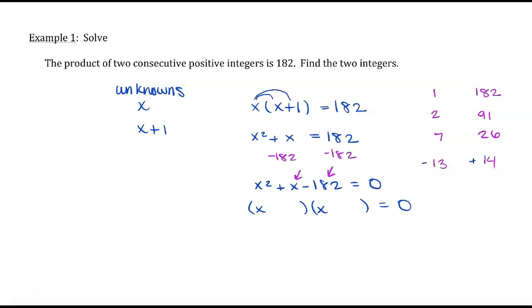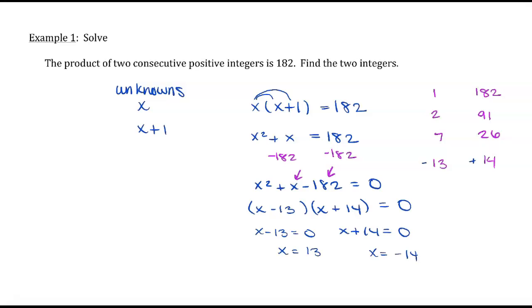So our binomial factors are x minus 13 and x plus 14. Now we can set each factor equal to 0. So we have x minus 13 equals 0 and x plus 14 equals 0. If x minus 13 is equal to 0, then x is equal to positive 13. If x plus 14 is equal to 0, then x is equal to negative 14. So now we have two options for the value of x.